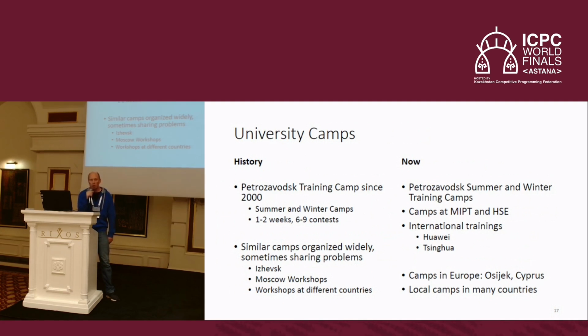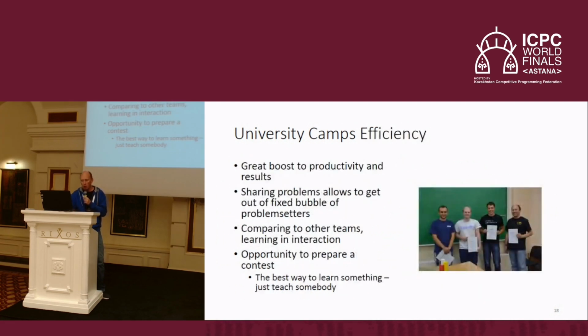Then there was COVID, but now there are new camps. There are camps in Europe, like the one in Cyprus. Huawei is making a lot of camps all around the world, in Moscow, in Europe, I know, in China. Xinhua is making a camp in China. We have local camps in Petrozavodsk again. So the idea of training camps evolved a lot, and now this is the main way for students to compete.